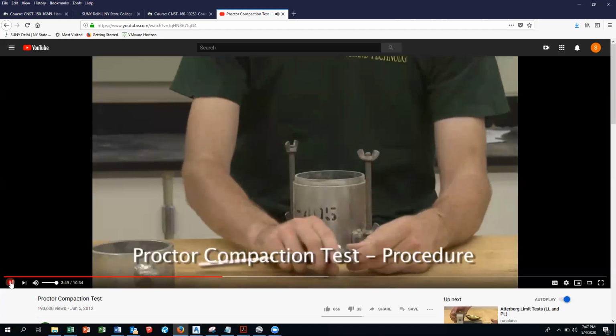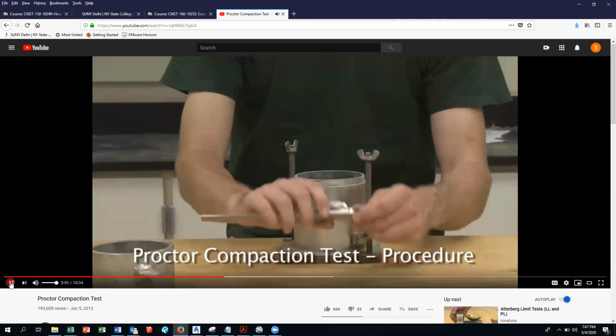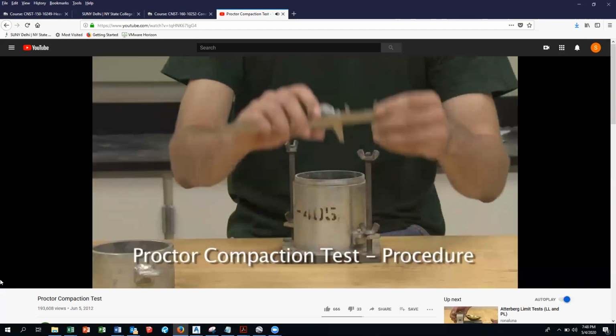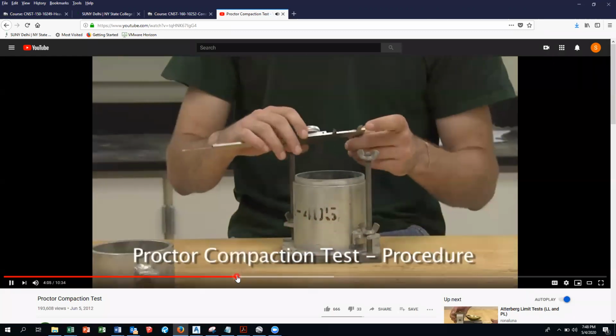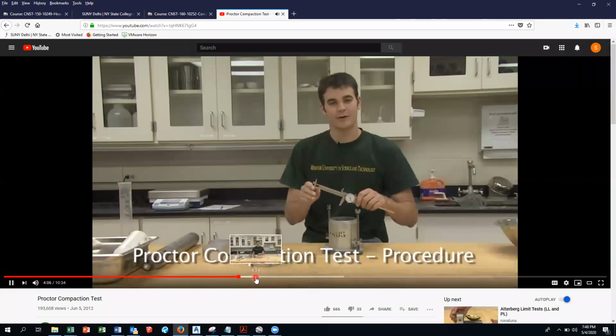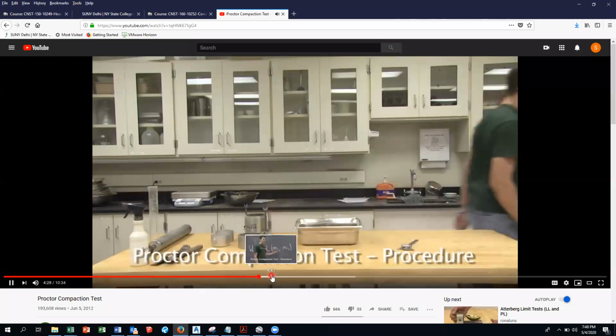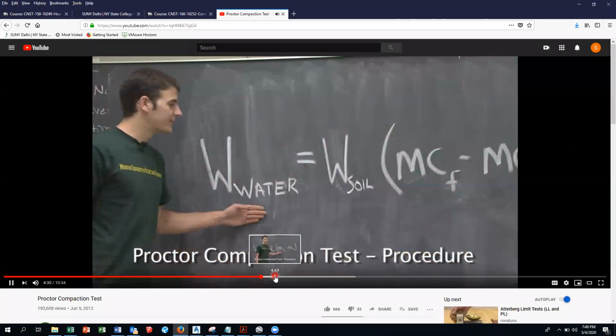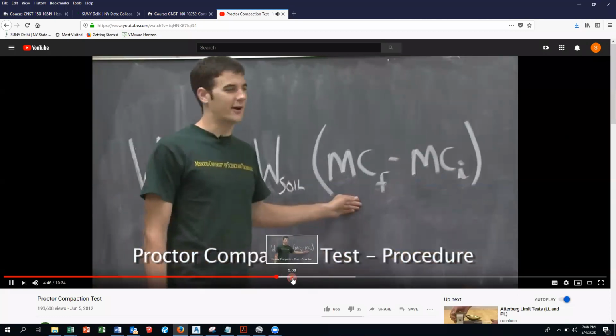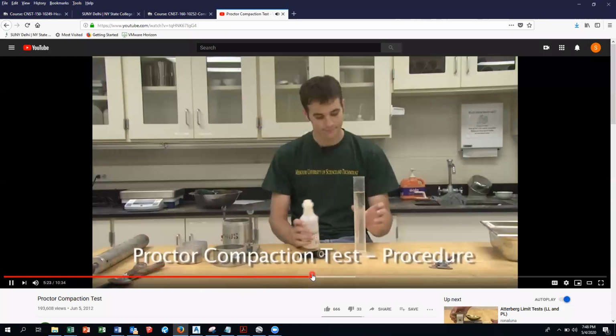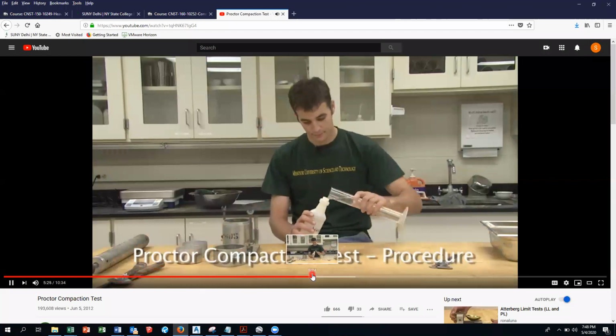With a caliper, record the dimensions of the mold so the volume can be calculated. We're going to say it's 1/30th of a cubic foot, so I'm not worried about that. An accurate measurement of volume must be determined. So now he's going to work out the weight of the water that needs to be added. I'll show you my own calcs for moisture content. My calcs are easier.